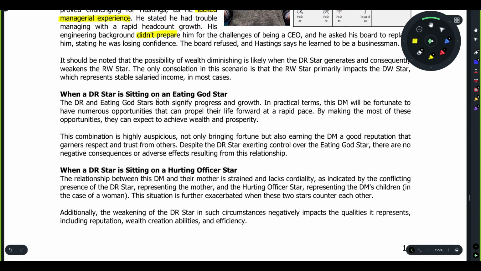A direct resource sitting on eating god is good, because direct resource and eating god is very good, as direct resource controls eating god. And therefore, they become highly auspicious, and it is also highly creative. So the eating god style will be able to be creative and inventive in nature. Therefore, this will be also good to find direct resource sitting on eating god.